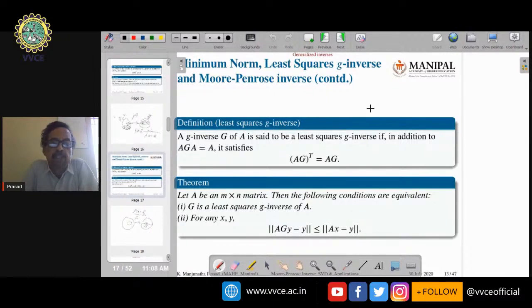A generalized inverse, or we call it G inverse, G of A is said to be a least square G inverse if, in addition to AGA is equal to A, it satisfies (AG) transpose is equal to AG. Here, again, as I explained earlier, this AG is idempotent, and (AG) transpose is equal to AG, that means it is symmetric and idempotent. That's why this AG happens to be an orthogonal projector onto the range space of A, in fact. So a generalized inverse which gives you AG an orthogonal projector onto the range of A is called a least square generalized inverse or least square G inverse.